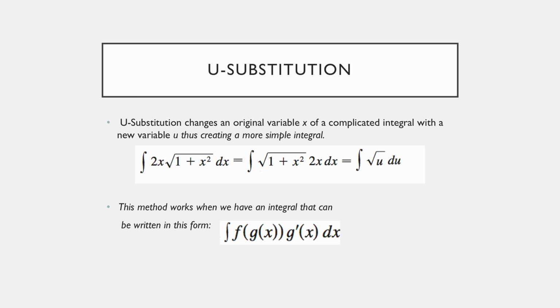So here I have an example of the integral of 2x times square root of 1 plus x squared dx equals the integral of square root of 1 plus x squared times 2x dx, which finally equals the integral of square root of u du. So we replaced all of the x variables with u variables. And this method works when we have an integral that could be written in this form: the integral of f of g of x times g prime of x dx.